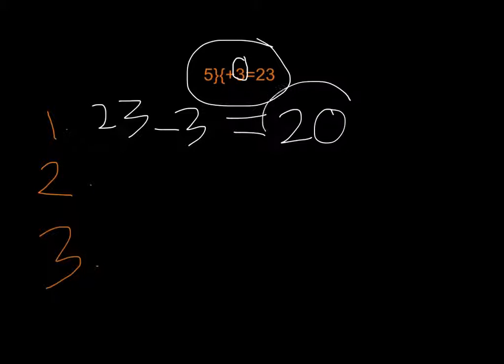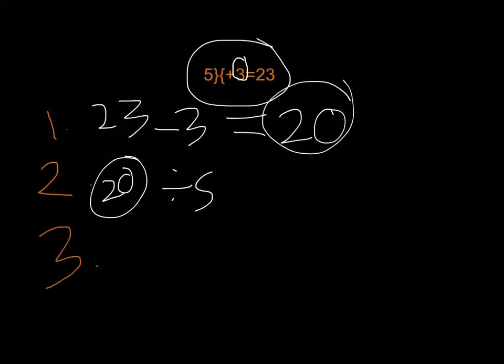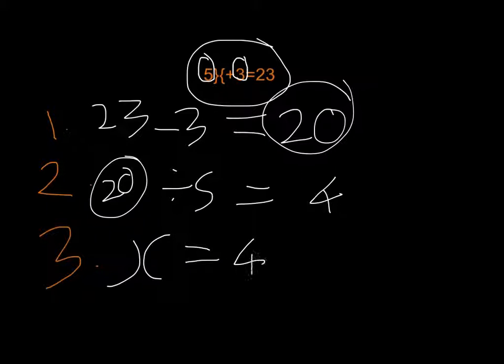Now, that 20 we bring down here. So, 20 divided by 5. That 5 comes from here. Now, 20 divided by 5 is equal to 4. Like I said, we divide because it's the opposite of timesing. So this leaves nothing included, so that means that x is equal to 4.